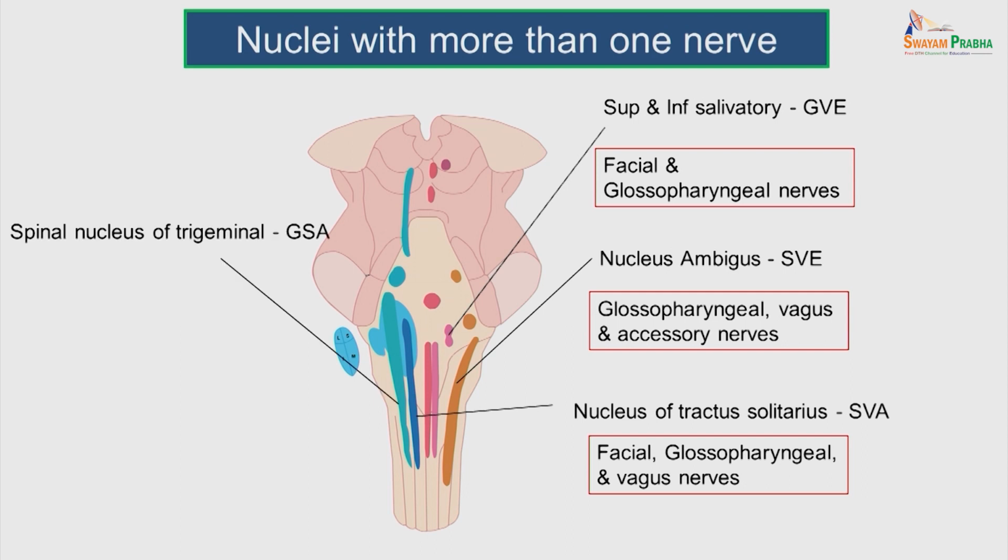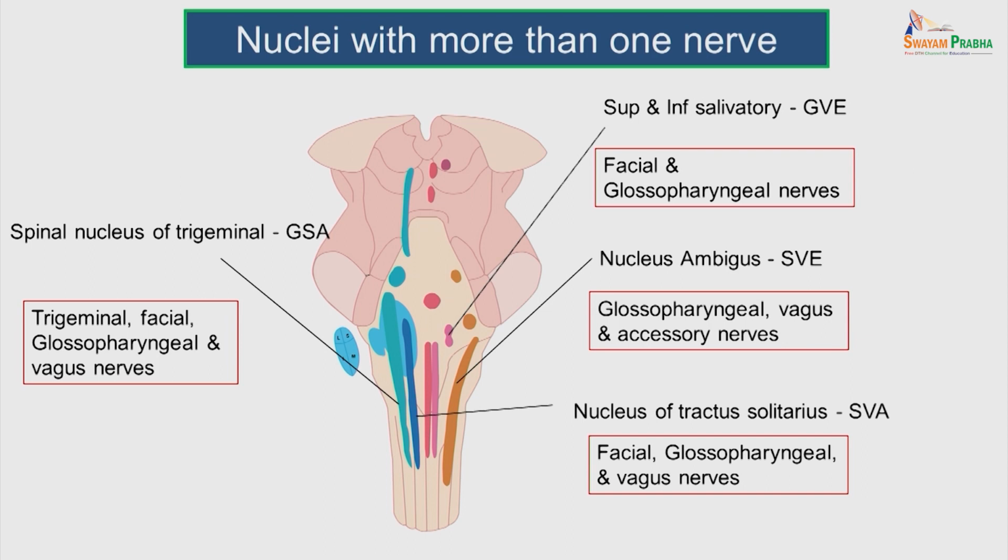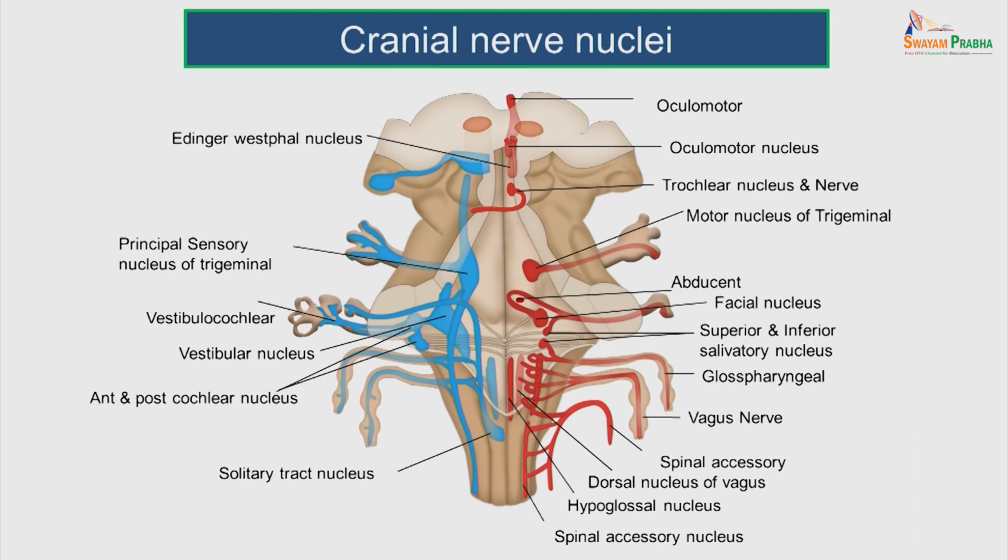Then there is the spinal nucleus of trigeminal nerve. It is a general somatic afferent. This has the trigeminal nerve, facial nerve, glossopharyngeal and vagus nerve. So, this spinal nucleus has the 4 cranial nerves, that is the trigeminal, facial, glossopharyngeal and vagus. So, just to summarize, these are the cranial nerves.